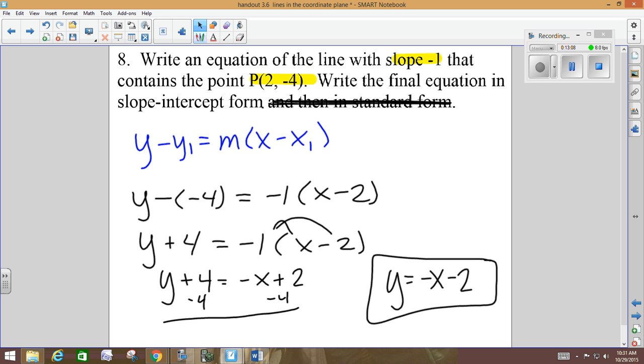Dawson. Because it's y minus y1, so it's always going to be y minus whatever this y value is. And since it's -4, minus a negative becomes plus. Okay, try the next one.